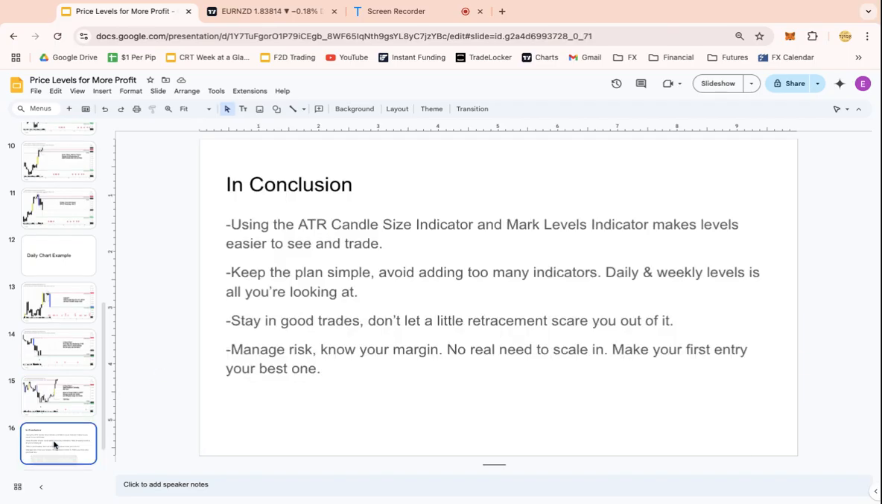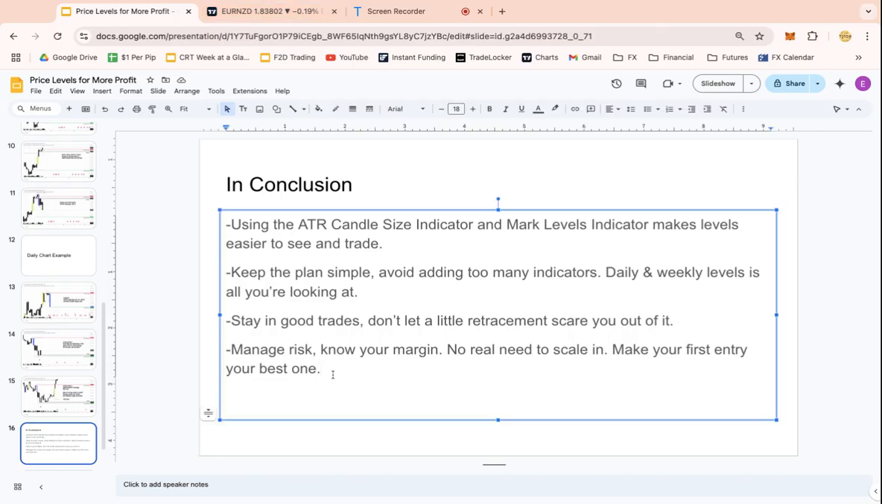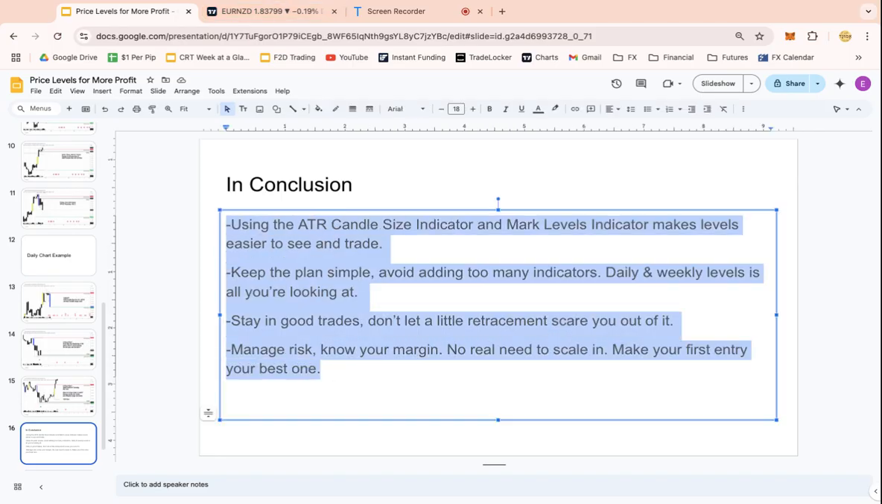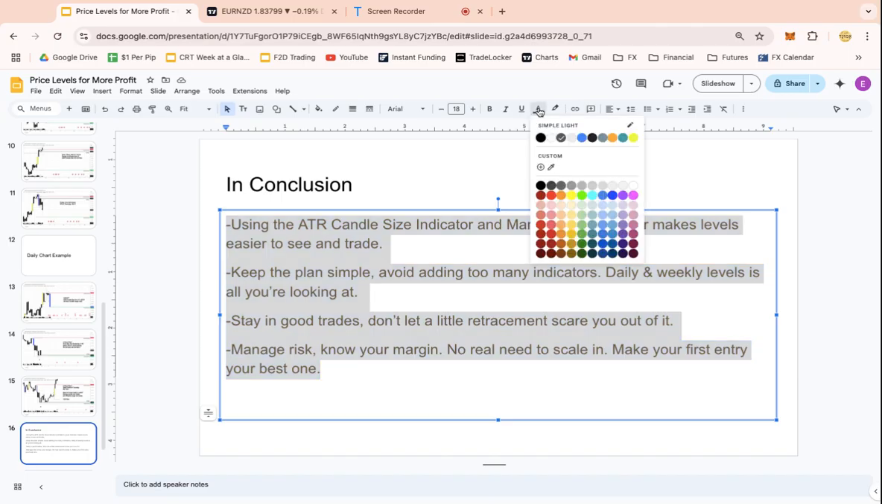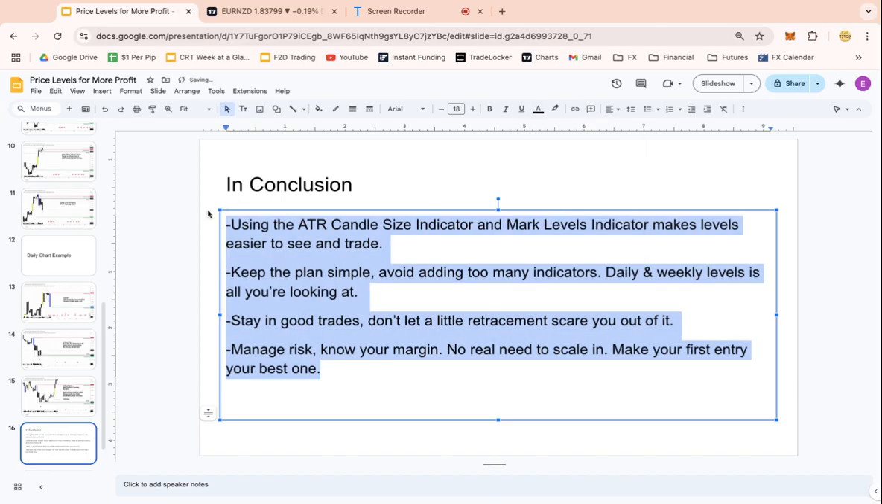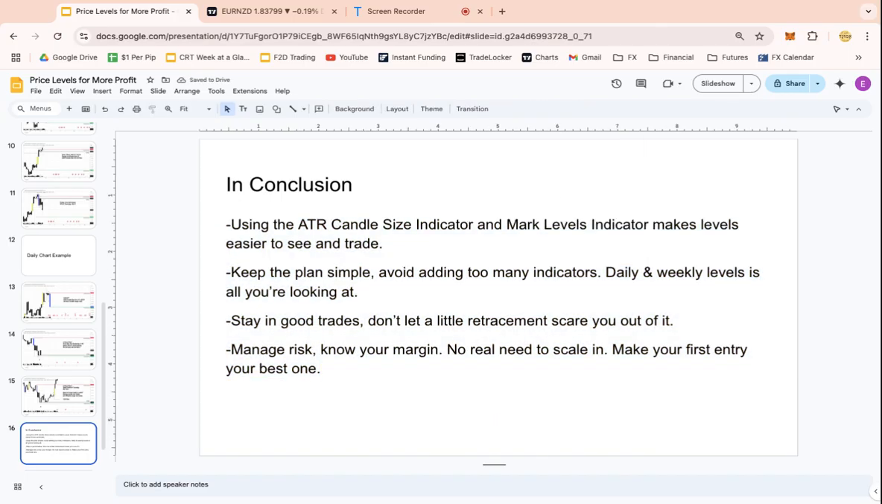So in conclusion, using the ATR candle size indicator and mark levels can help you find ranges that are easier to see. Okay, it just automates the process. It's going to keep the plan very simple. Okay, don't add a whole bunch of indicators. You really don't need them. I don't really call this an indicator. It's just a way to identify key levels: monthly highs and lows, daily highs and lows, weekly highs and lows. If you trade those, you can be good.